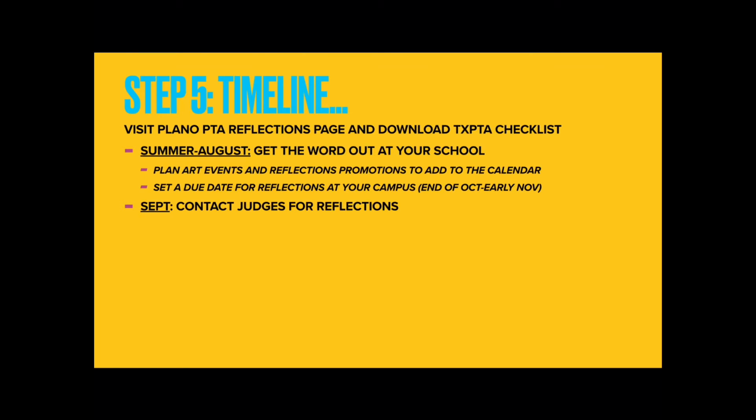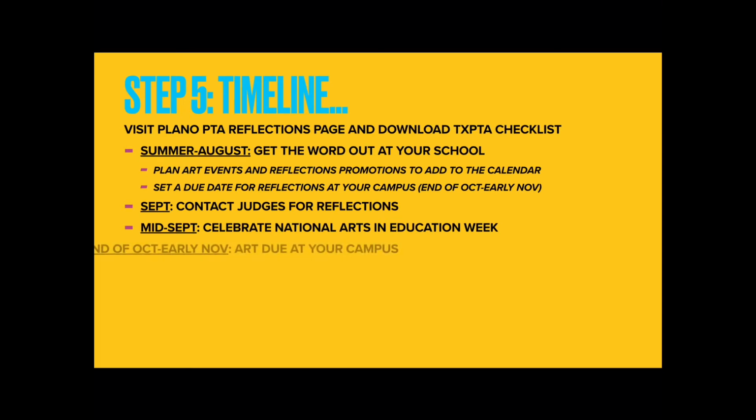Then in September, contact some judges, which might be local artists, to help you. They can be a parent volunteer from your campus as long as they do not have any students who enter. Then mid-September, celebrate National Arts and Education Week. It's a great way to kick off art-related events like Reflections. So, a reminder of your due date at your campus, which is end of October, early November.